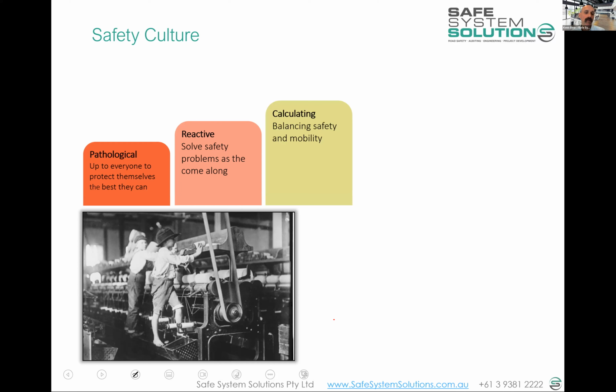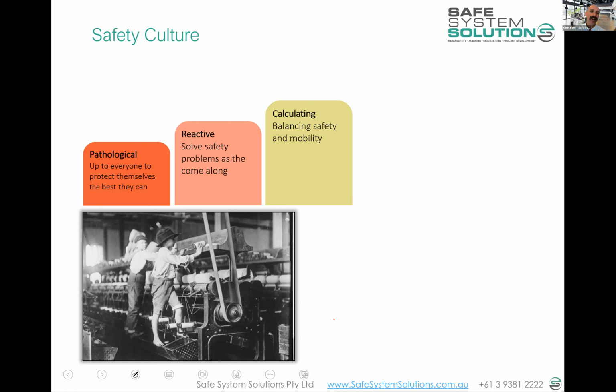Then the economists get involved and they go into a calculating mode and they say, well, hang on, you have a fair bit of downtime when these arms get stuck in the machine, and you have to pay out a bit of money to these kids' families, and then when other workers are killed and you've got to pay out, it's actually costing you as a widget producer quite a bit of money in lost production and time and payouts.